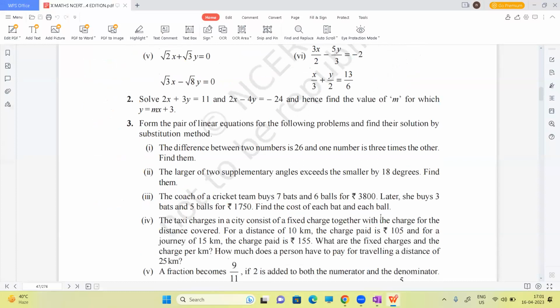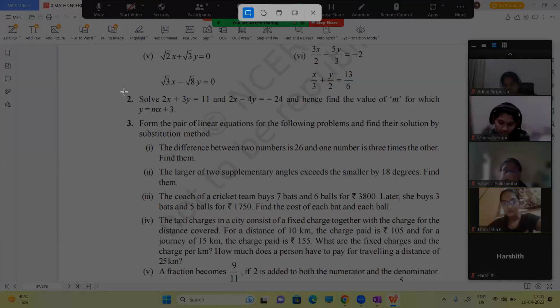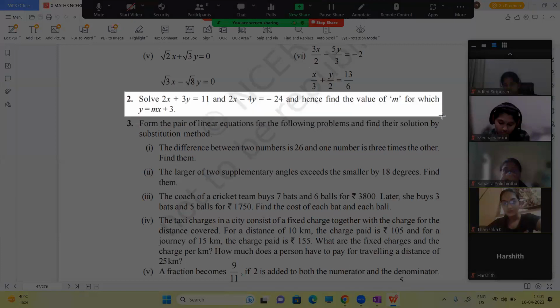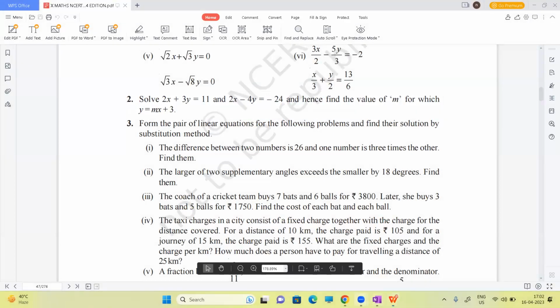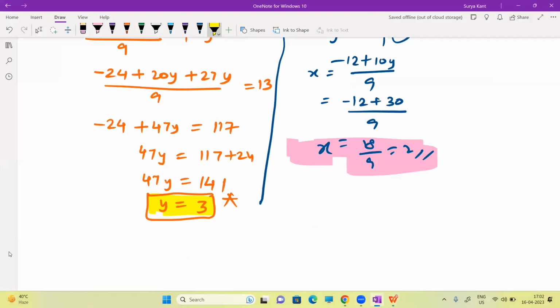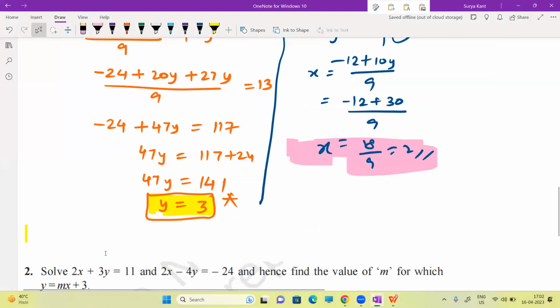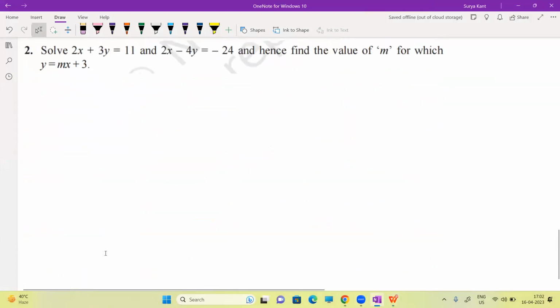Question number 2 is a very easy sum, similar to question number 1. We have 2x plus 3y is equal to 11, and 2x minus 4y is equal to minus 24. And hence find the value of m for which y is equal to mx plus 3. First you find the value of x and y, then put it in the equation.